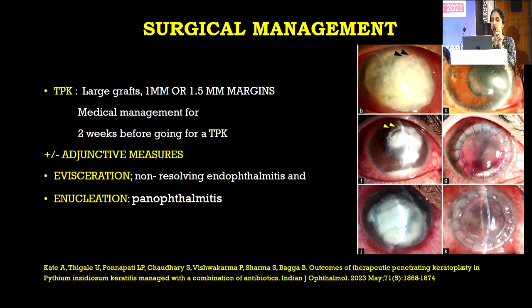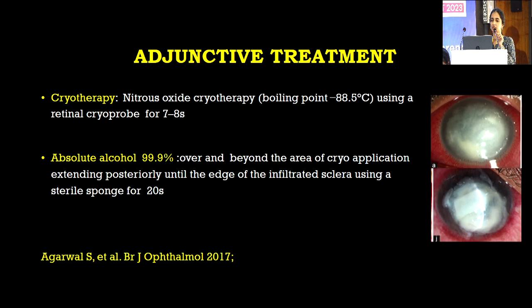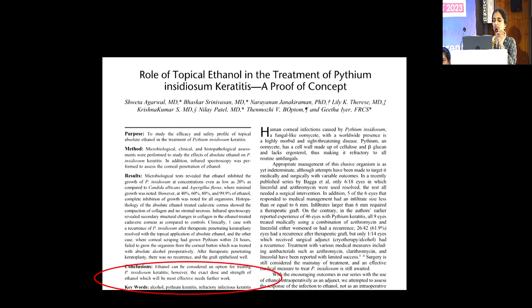From L.V. Prasad Institute. Surgical management would include a large TPK with adjunctive measures like cryotherapy and absolute alcohol, evisceration in non-resolving endophthalmitis and enucleation in panophthalmitis cases. Intracameral and intravitreal injections also can be used, as well as tissue adhesives with BCL. Adjunctive treatment usually includes cryotherapy to the host bed or absolute alcohol soaked in sponges and applied to the sclera so that recurrences are prevented. Topical ethanol also has been shown to be effective in Pythium keratitis, but its concentration is not very clear.